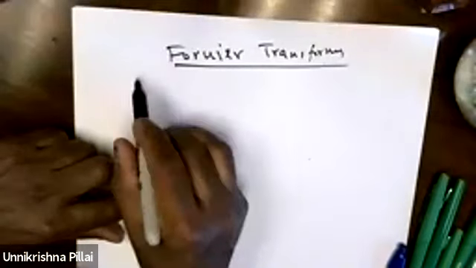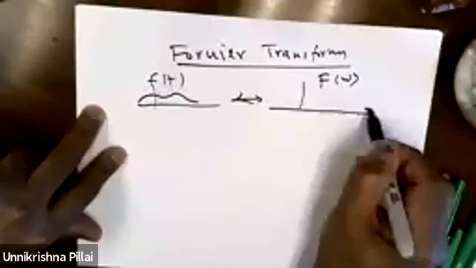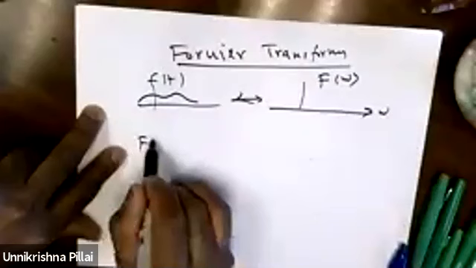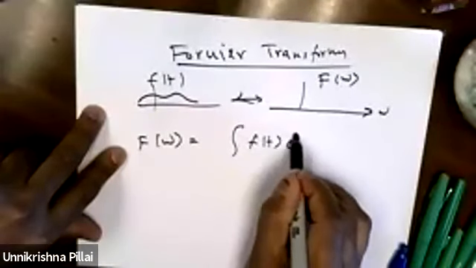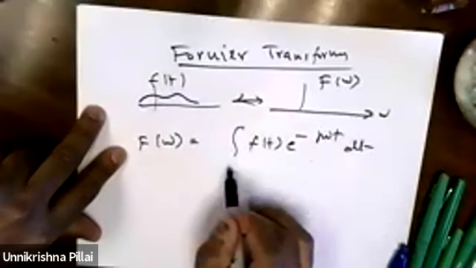So remember, if you have a time signal, we want to go into the frequency domain. That's the whole point. So F(omega) is defined as the integral of f(t) e raised to minus j omega t dt.